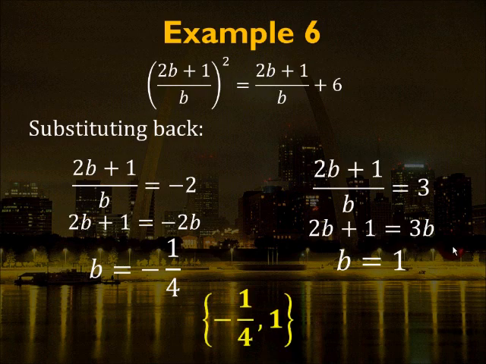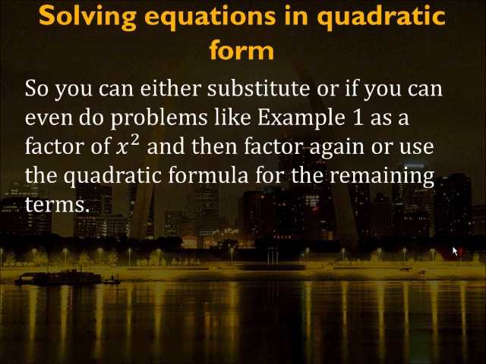So when you do these equations, make sure you identify correctly what f of x is, solve it, and then substitute it back to solve for whatever variable you're looking for. So when you do these, you can either substitute, or you can even do problems like example 1 as a factor of x squared. You don't have to substitute if you can recognize what the quadratic relationship is between f of x and the factor. That just saves you a step. But if you want to do it this way, it's probably better for many of you because that allows you to see the relationship between f of x and the coefficients and allows you to factor.